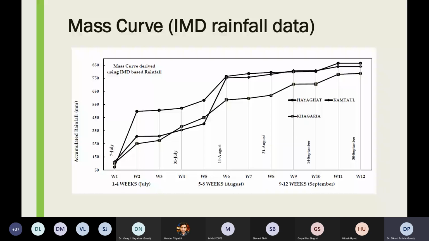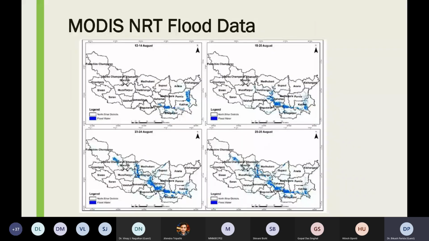This is the NRT flood related product. NRT flood data is a ready-made product of flood. You can see where the flood is happening. You see 13, 14 August, there is some flood appearing in different districts like Katihar and Darbhanga, and then slowly it is expanding, and towards 20 through 24 August, much more area is under the flood.